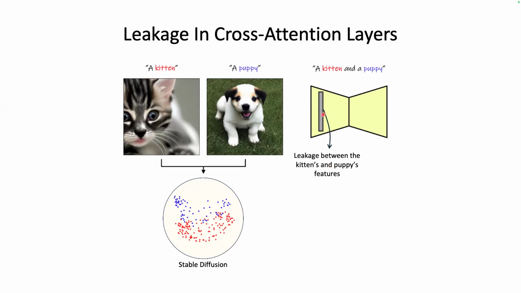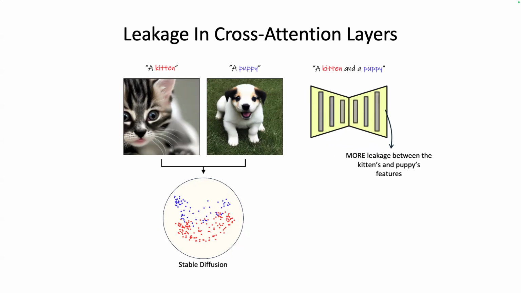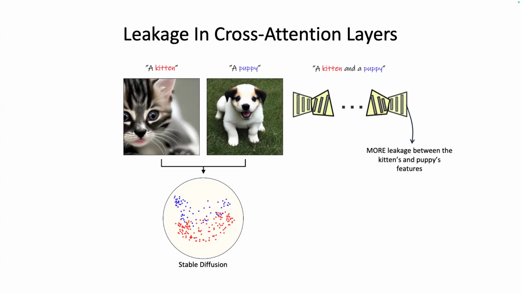So the input of the next layer is going to be even more similar, right? The features of the kitten and the puppy. So we're going to have even more leakage at the next layer. The leakage is going to be accumulated. And we have many attention layers, so we're going to have a lot of leakage by the end of the forward pass in the model. And in diffusion models, we apply many steps, right? Many denoising steps.